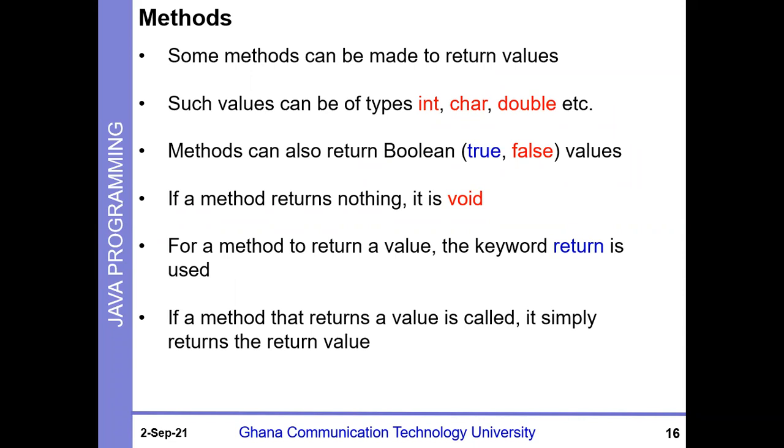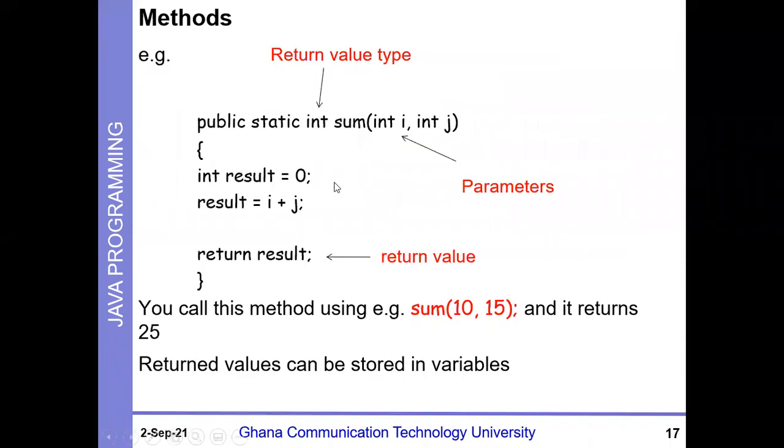And so if a method that returns a value is called, what it does is that it simply returns that value. And when it returns the value, sometimes you need to take it and assign to a variable. So you can have a variable that you've declared. And now you just call the method, provide arguments, if it will take those arguments, and then it will simply return those values. But we'll see some examples shortly.